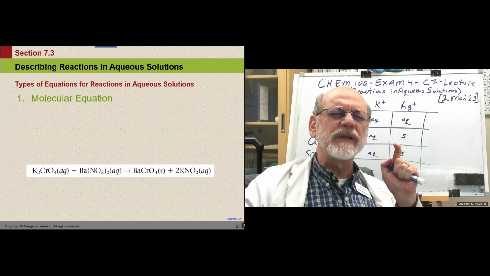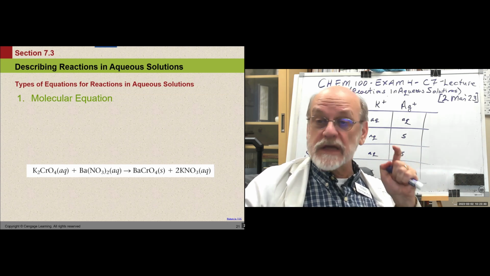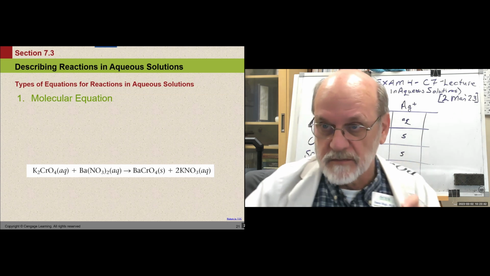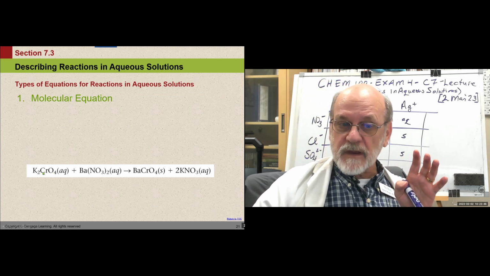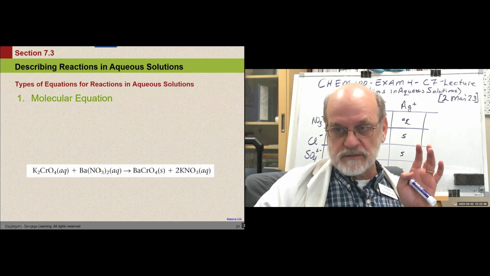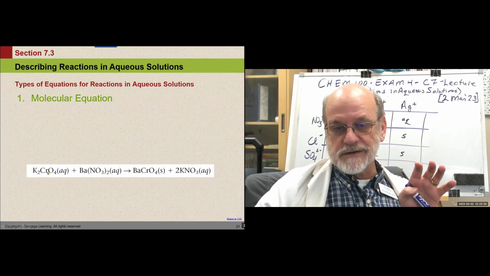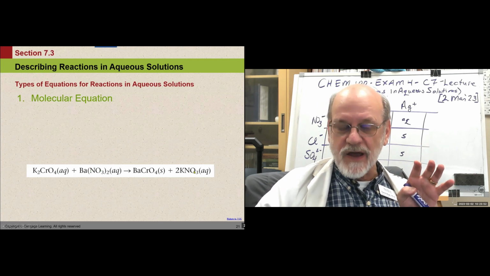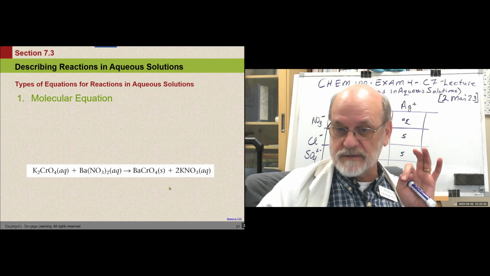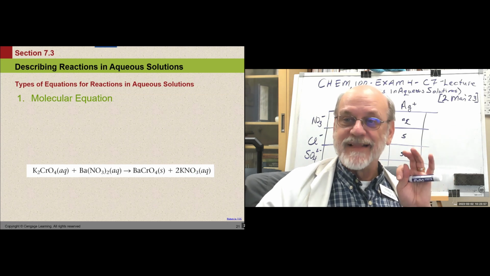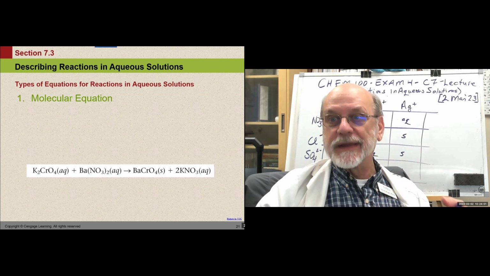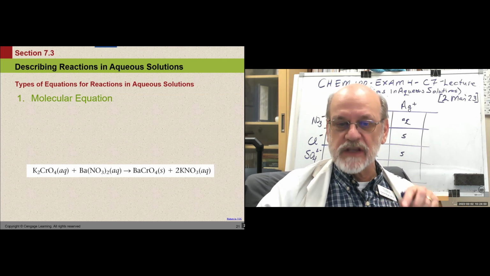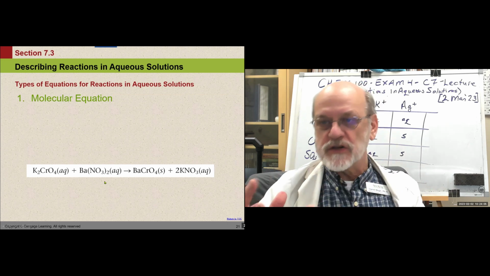No, the complete formula equation. That would be a better choice of words, because these are not molecules. These are ions, separate ions that associate with one another. But this term is sort of grandfathered in. The molecular equation is the whole compound equations.